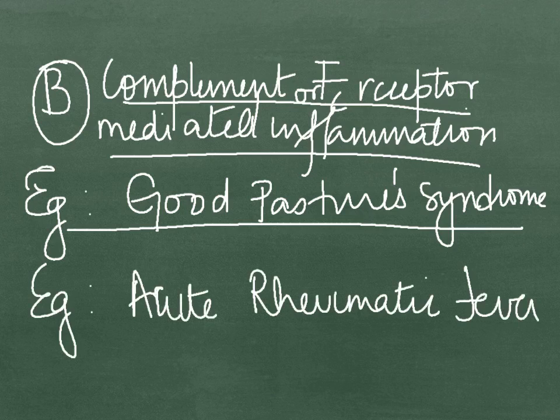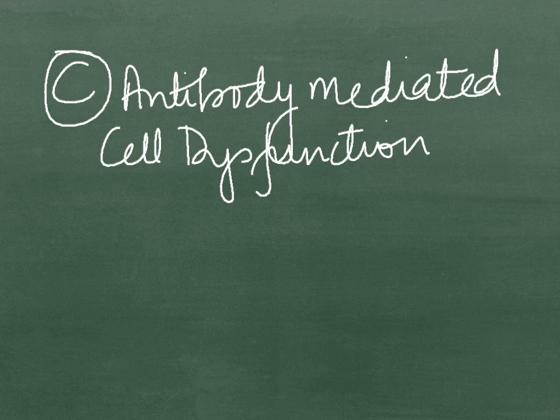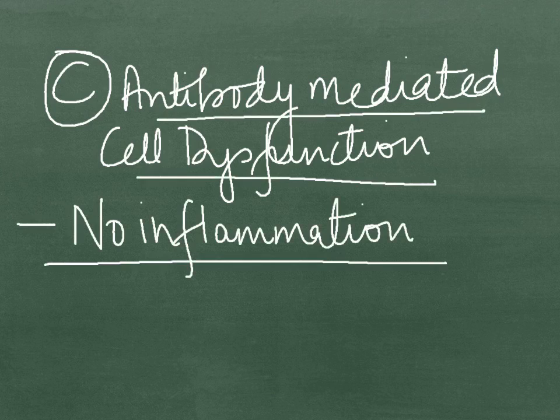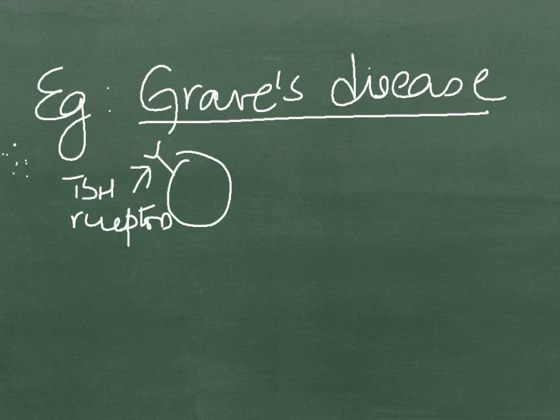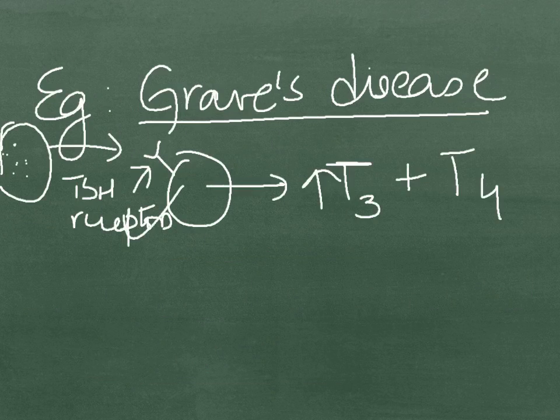And the last type of type 2 hypersensitivity reaction is antibody-mediated cell dysfunction. Here there is no inflammation and no cellular destruction or depletion. Here the autoantibodies which are formed stimulate the TSH receptors, which leads to the increased production of T3 as well as T4 from the thyroid gland.